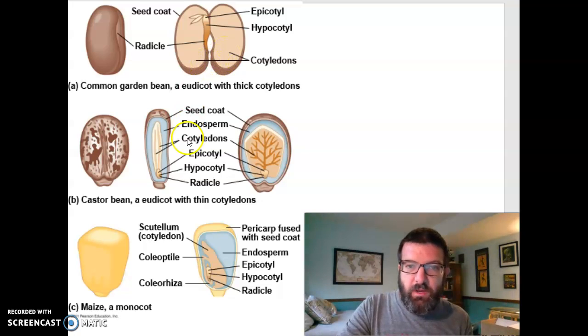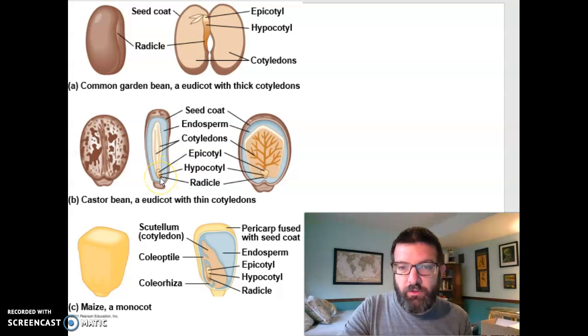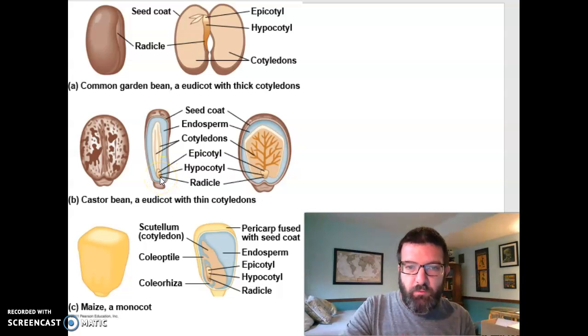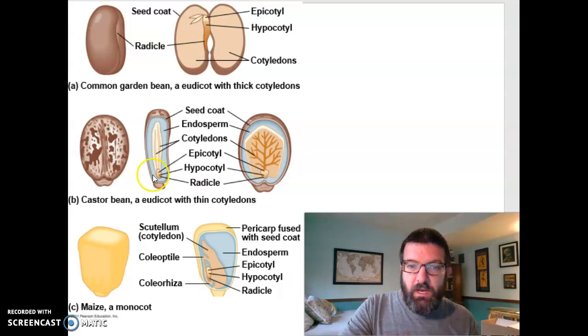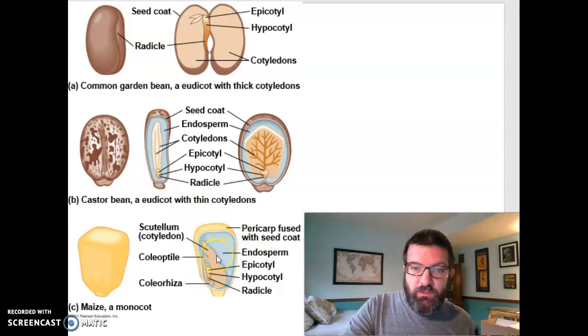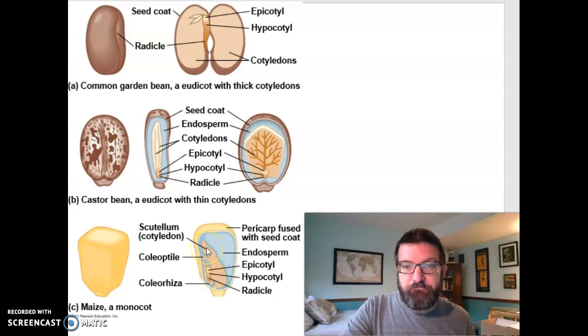In a castor bean, you have much thinner cotyledons, but you still have an epicotyl at the top, a hypocotyl in the middle, and a radicle at the bottom, which will become the root and will grow downwards, whereas the epicotyl will grow upwards away from gravity, right? So negative gravitropism, usually positive phototropism toward light, and will become the shoot tip. If you look inside corn, you can see there's a single cotyledon. So these are monocots, but still you have an epicotyl, a hypocotyl, and a radicle.